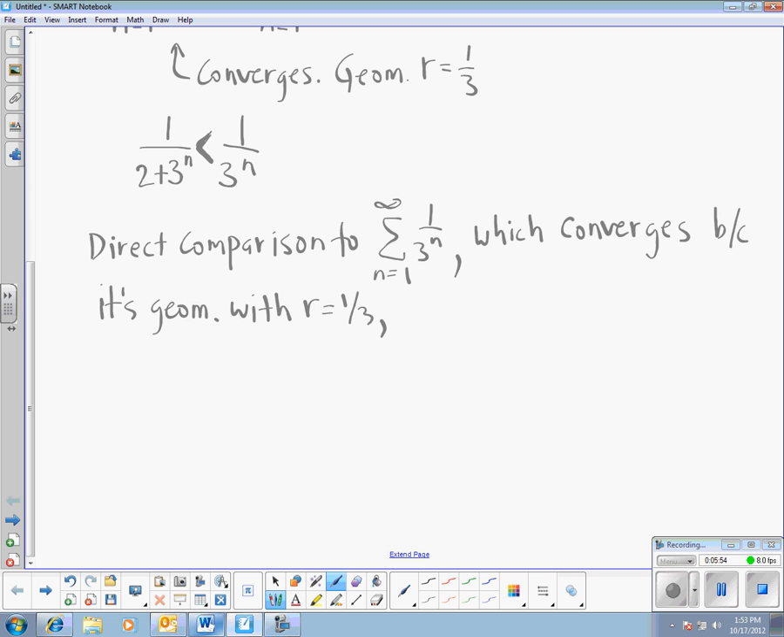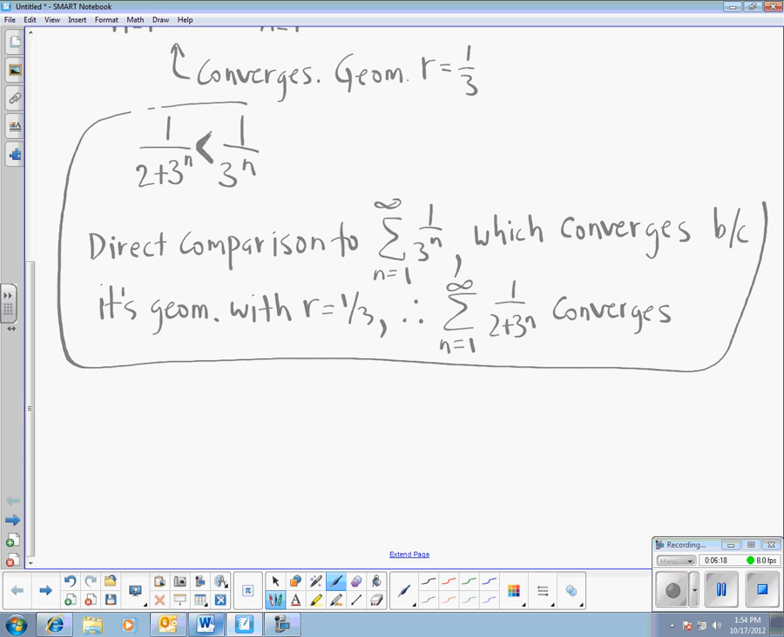So I said what I'm comparing to. I said what I know about it, that it converges. So I'm doing a direct comparison to it. Therefore, the series I'm working on converges also. Because, and this starting inequality would be the start of your answer.